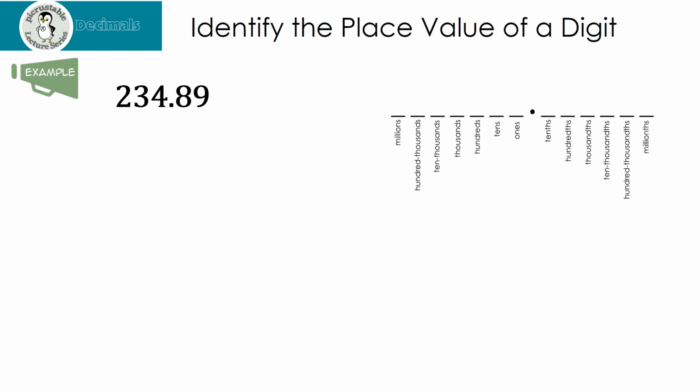Let's look at this example first. We're going to identify the place value of a digit. The first thing that I like to do is write my number in the place value chart, especially for those of us that aren't very good at it yet. My first question asks, well, what number or digit is in the ones place? There's my ones place, so it's the 4.